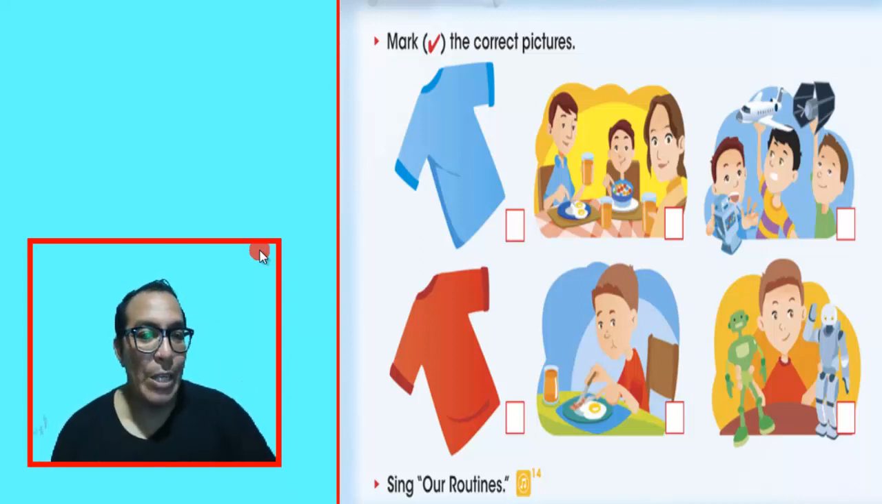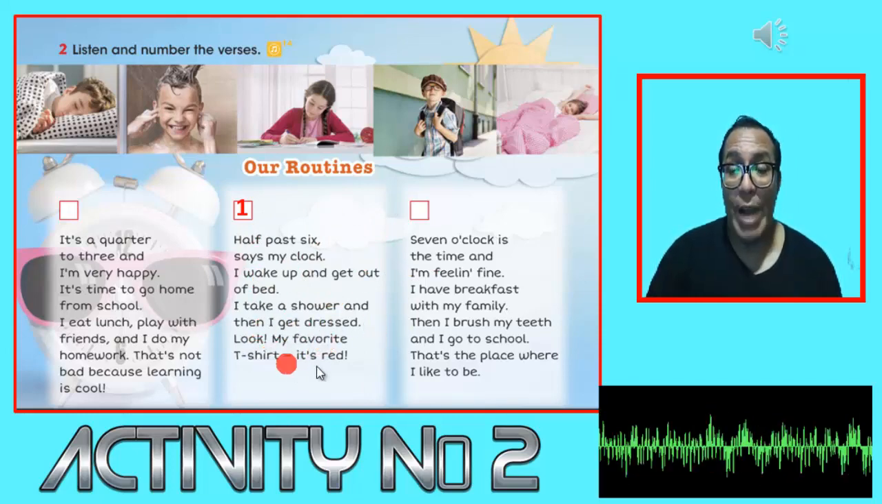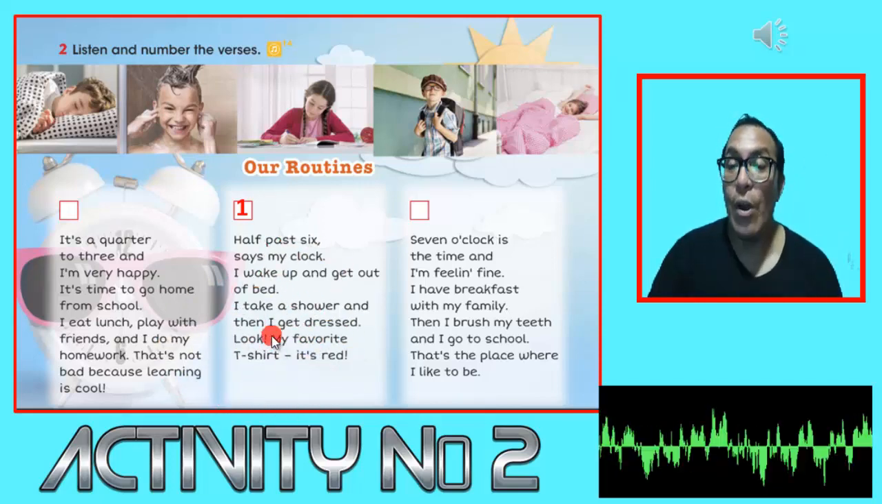For example, pay attention to here. Number 1 is here. 6:30 says my clock. I wake up and get out of bed. I take a shower and then I get dressed. Look, my favorite t-shirt is red. Entonces aquí se está refiriendo a un polo rojo, ¿no? El párrafo 1 se está refiriendo a un polo rojo.